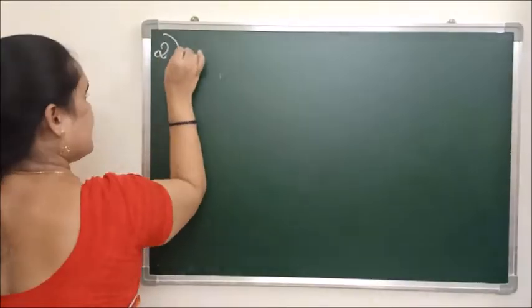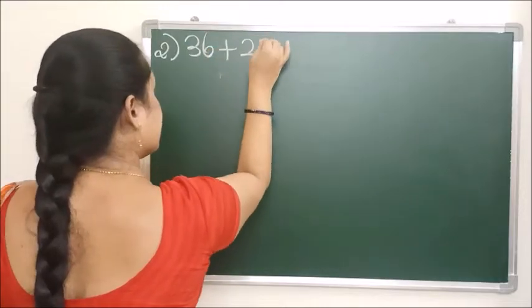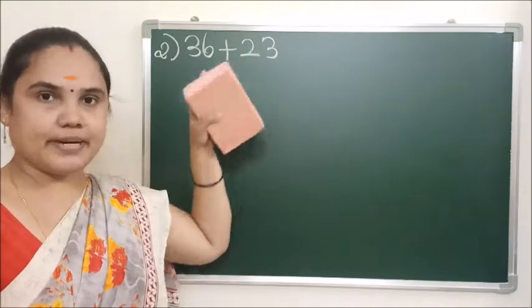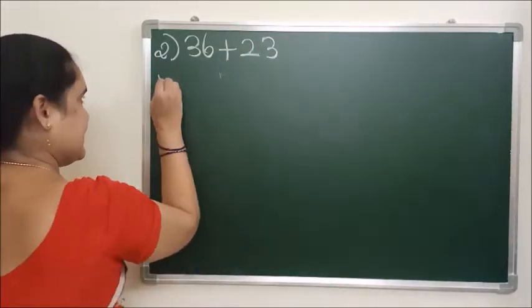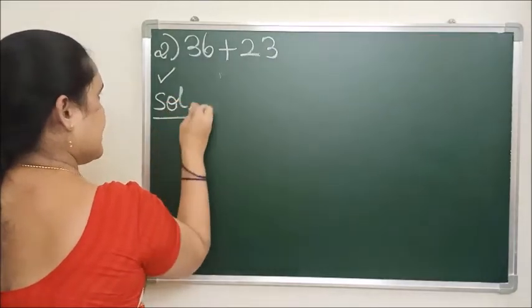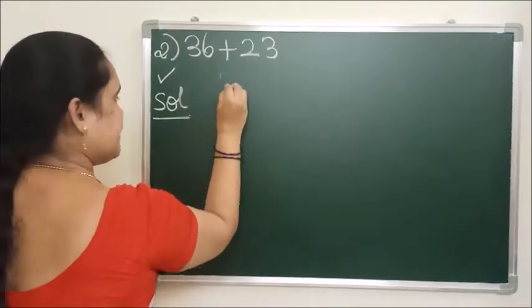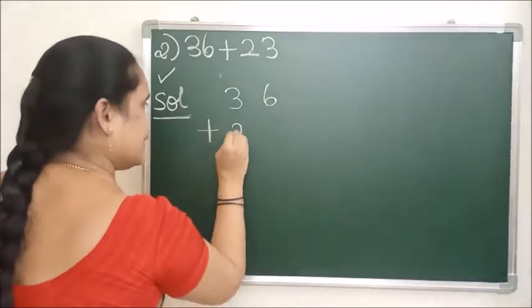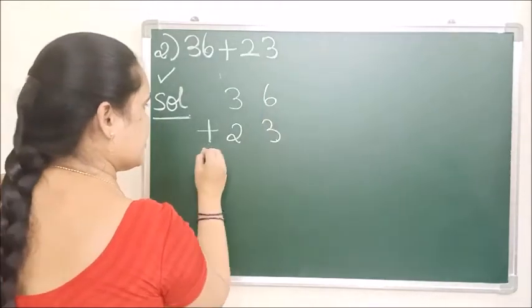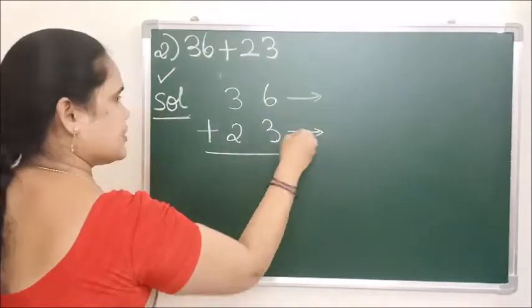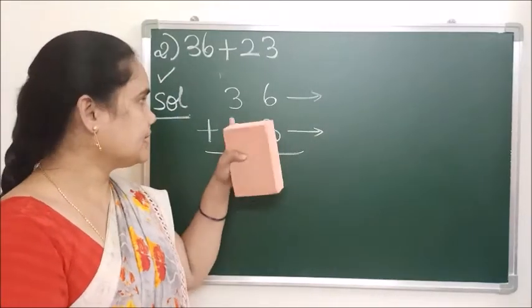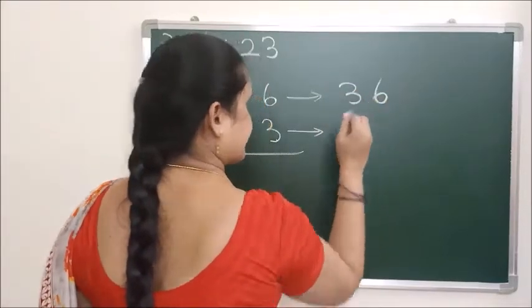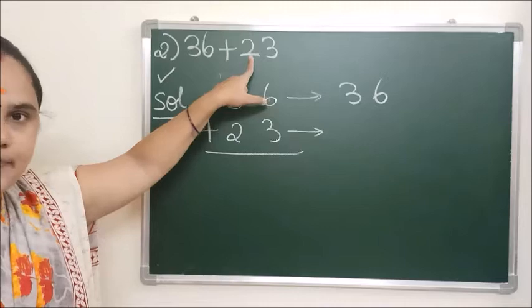Second sum. 36 plus 23. What is the question, children? 36 plus 23. Leave a line. Write solution. Arrange the numbers first. What is the first number? 36. Second number is 23. Write 23 below 36, children. Now tell me, children, 36 is the bigger number. So we write as it is. 36. See? 23 is the smaller number.